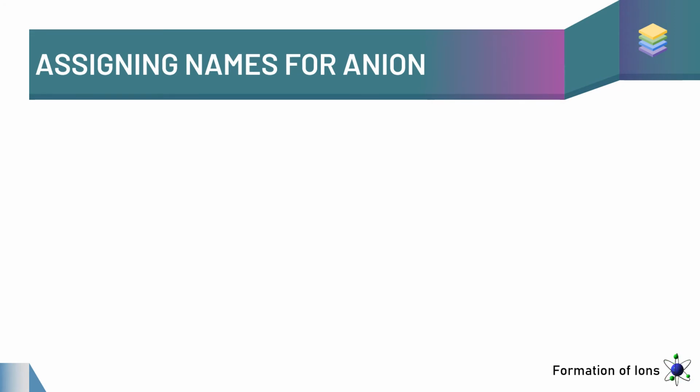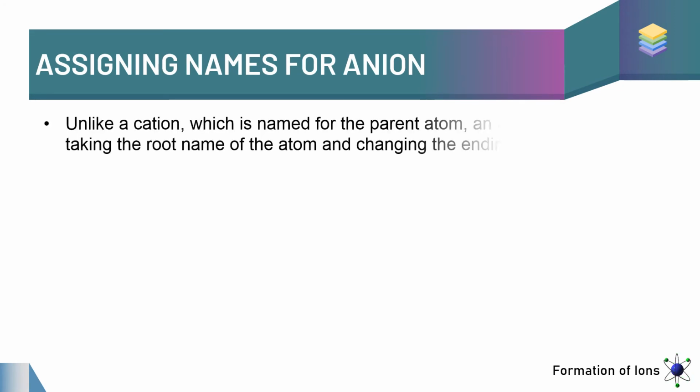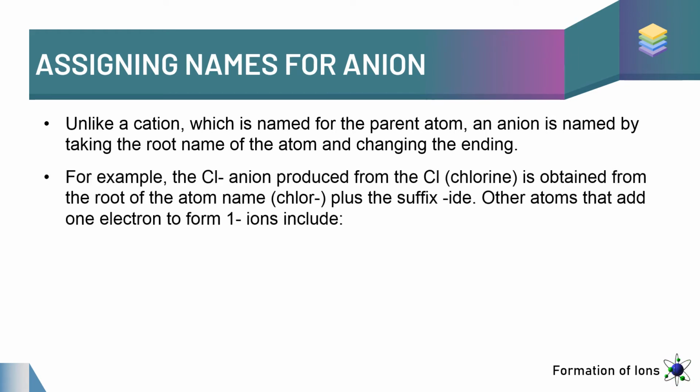Let's have assigning names for an ion. Unlike a cation, which is named for the parent atom, an anion is named by taking the root name of the atom and changing the ending. For example, the chlorine anion produced from the Cl or chlorine is obtained from the root of the atom named chlor plus the suffix "ide".